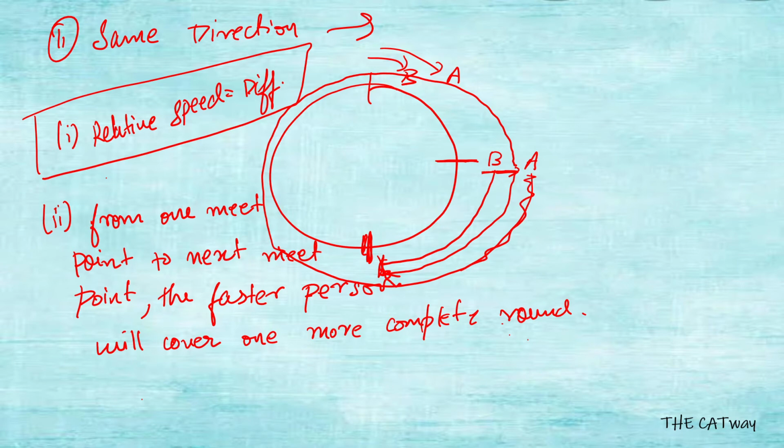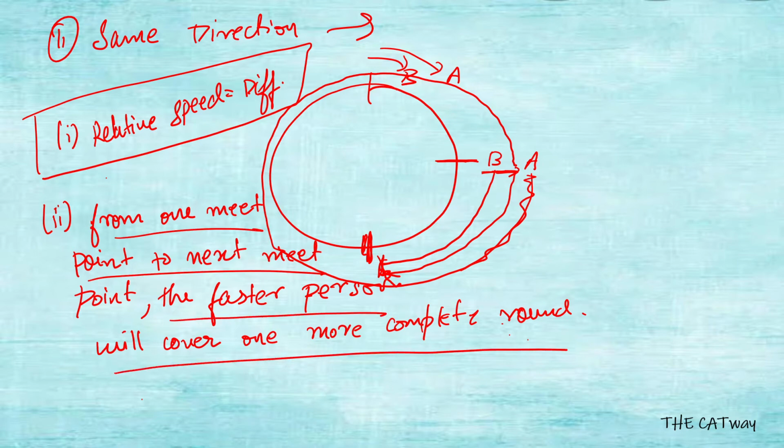So this is what it means, that from one meet point to the next meet point, the faster person will cover one more complete round. Now we can move towards the formula part, so you can note down the formulas.